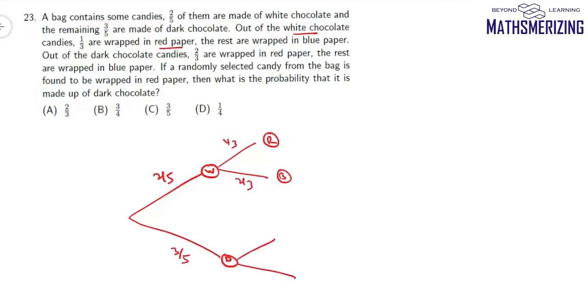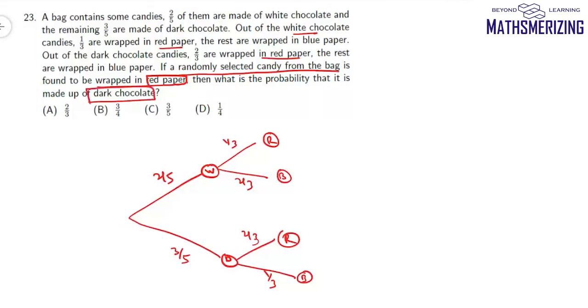In the same way for dark chocolate, the probability that it is wrapped in red paper is 2 by 3, and the probability that it is wrapped in blue paper is 1 by 3. Now it says if a randomly selected candy from the bag is found to be wrapped in red paper, then what is the probability that it is made up of dark chocolate?